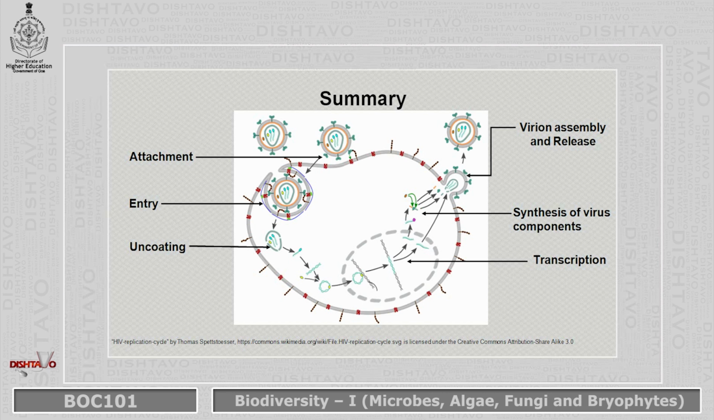Then there is uncoating of the capsid. In uncoating, the capsid is digested by the lysosomal enzymes of the host cell. Then there is replication of DNA, and then the synthesis of viral protein components starts. And then after all the components are ready, they assemble and release. Now this released particle can go and infect a new cell.